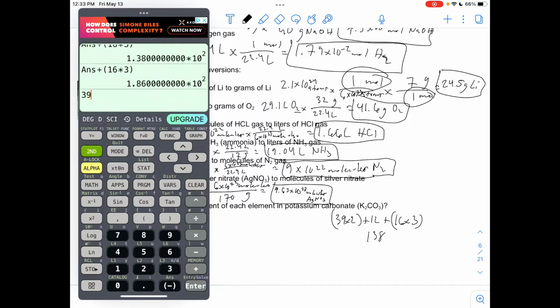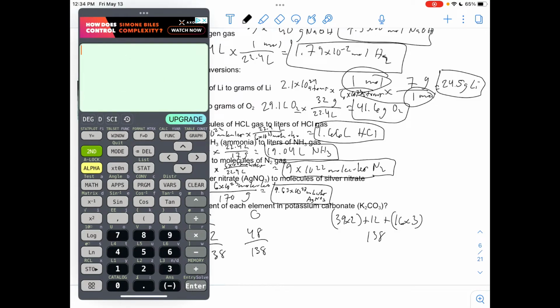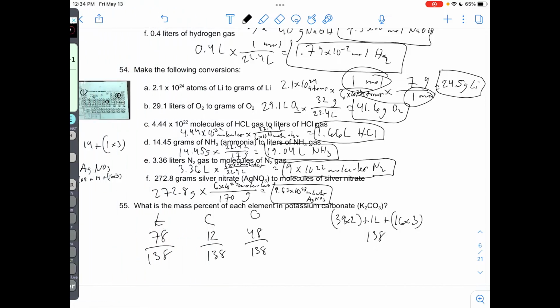So 39 times 2 is 78. The percentage of potassium would be 78 over 138. Carbon would be 12 over 138. Oxygen would be 48 over 138, which is 16 times 3. Alright, so calculate that. 78 divided by 138 is 0.57, which is 57%.